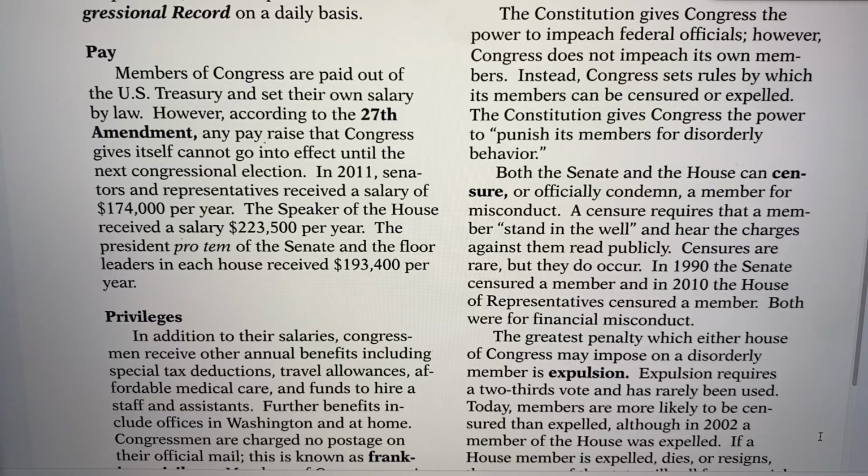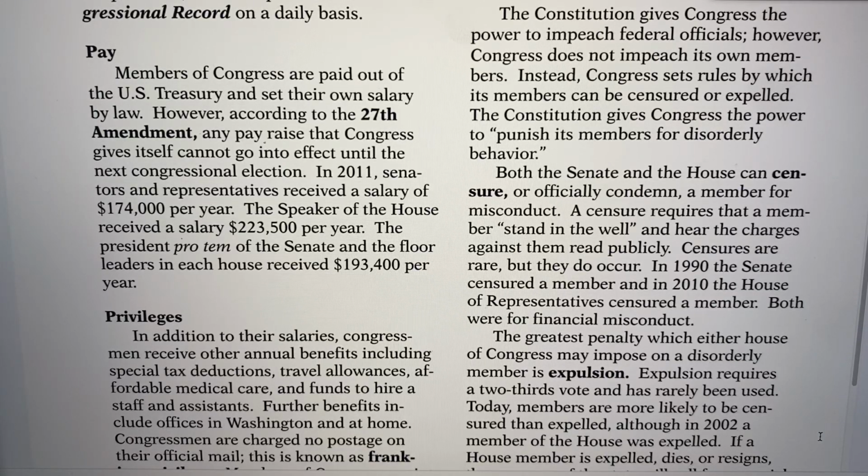So basically, Congress sets the rules by which its members can be censured or expelled. So these two things can happen. They can be censured or expelled. Congress is given the power to punish its members for disorderly behavior. First, let's talk about censure. What's censure? Both the Senate and the House have censure. This is where they officially condemn a certain member for misconduct.